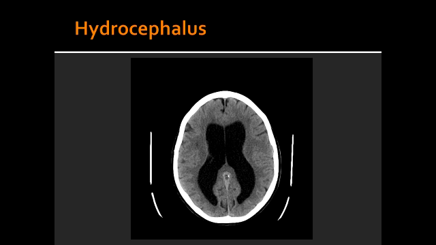What is non-communicating obstructive hydrocephalus? Non-communicating obstructive hydrocephalus is a condition caused by structural blockage of CSF circulation within the ventricular system, and this structural blockade can be caused by stenosis of the aqueduct of Sylvius.